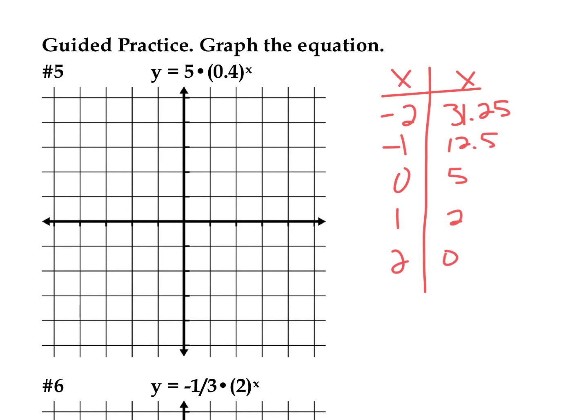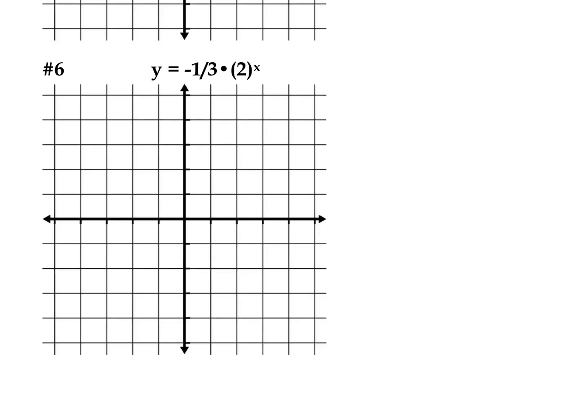5, 2, and 0.8. I'm going to count by 10s on my y-axis, and I'm going to count by 1s on the x. Negative 2, comma 31.25, so a little bit above 30. Negative 1 and 12.5, (0, 5), (1, 2), and (2, 0.8). Again, getting pretty close to the axis there, pretty close to 0, but it's never going to cross it. So it's going to level out there as we approach, and that's going to be exponential decay as we move from left to right, getting closer to the x-axis, because that b value there is between 0 and 1.